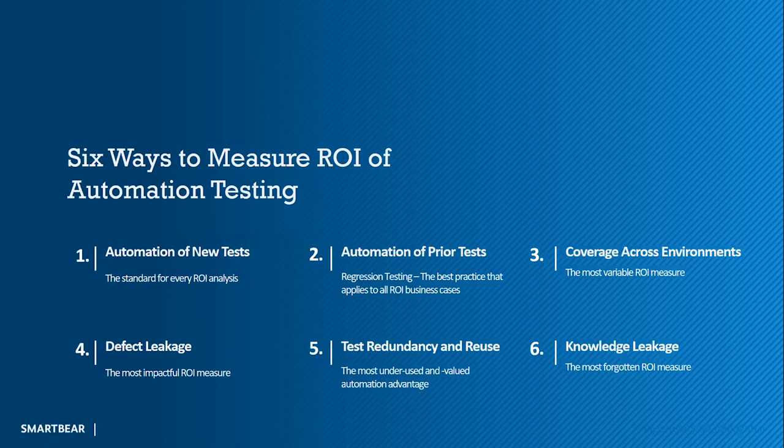Perfect. The poll should be on your screen. And the question is, how do you measure ROI for automated testing within your organization? It's a multiple choice. We're getting some responses. I like it. It's trending towards automation of new tests and regression testing, that's taking the lead, followed quickly by test redundancy and reuse. It looks like coverage across environments is coming up and defect leakage. Oh, nope. Yeah, regression testing has now taken the lead. Oh, wow. Interesting.